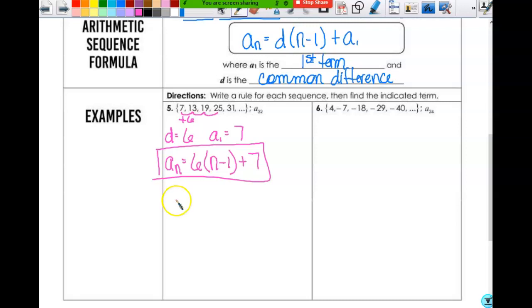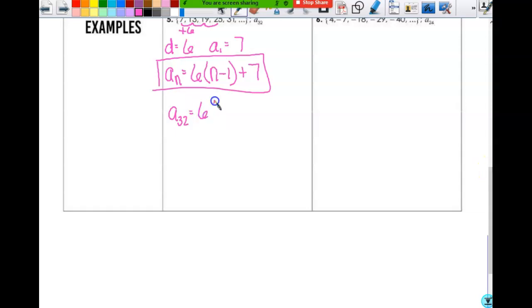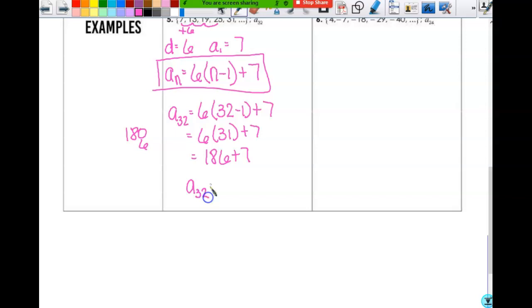So you're done there. But we need to find a sub 32. That's going to give me 6 times 32 minus 1 plus 7. So that's 6 times 31 plus 7. So 6 times 30 is 180. 6 times 1 is 6. So I get 186 plus 7. So a sub 32 is 193. What questions do you have?